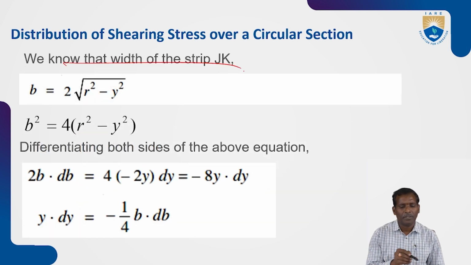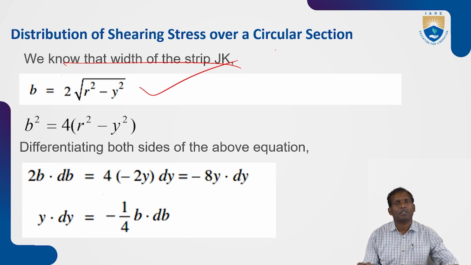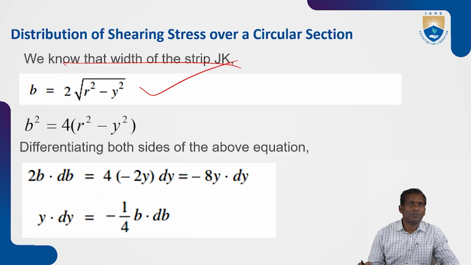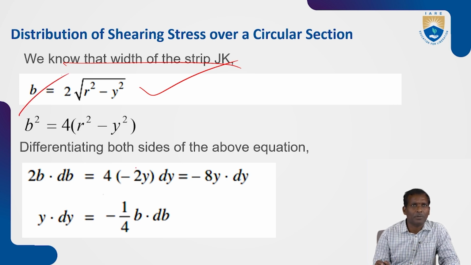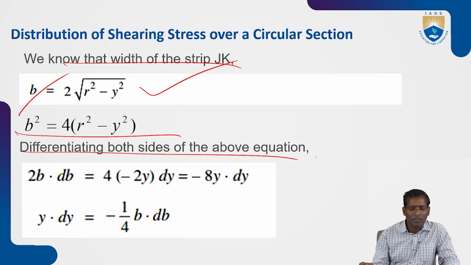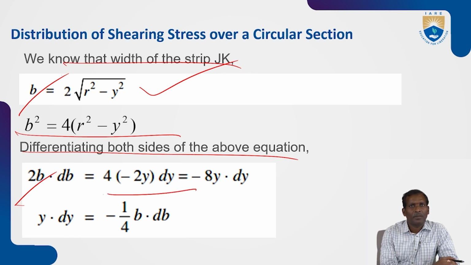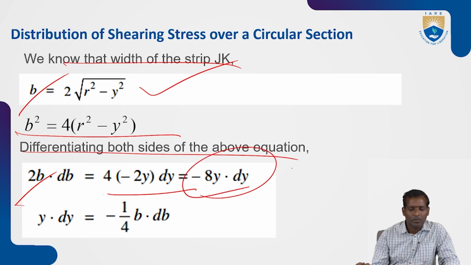We know that the width of the strip JK is equal to 2 square root of r square minus y square. So now squaring both sides, b square is equal to 4 into r square minus y square. Now differentiate both sides of the above equation. So we will get 2b into db is equal to minus 2y into dy.